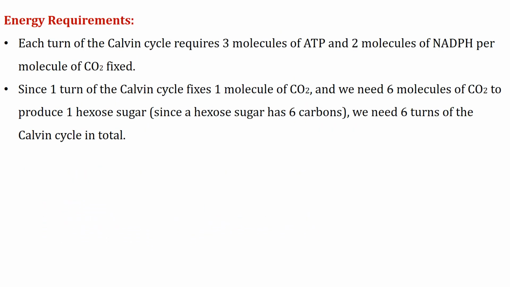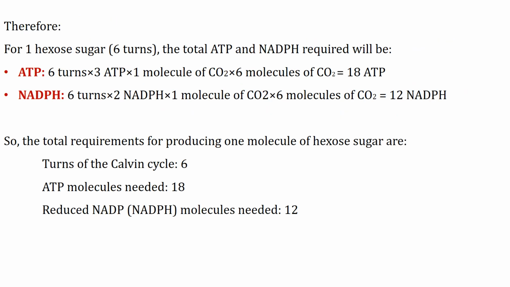Each turn of the Calvin cycle uses 3 ATP and 2 NADPH. To make 1 hexose sugar, we need 6 turns. So, 18 ATP and 12 NADPH we have to use. To summarize, 6 turns of the Calvin cycle, 18 ATP molecules and 12 NADPH molecules are needed to produce 1 molecule of hexose sugar.